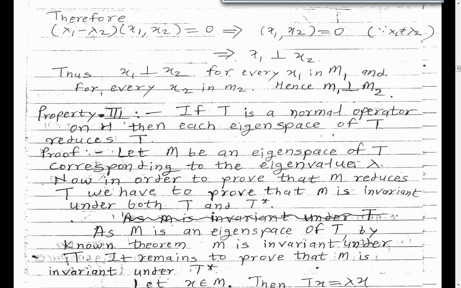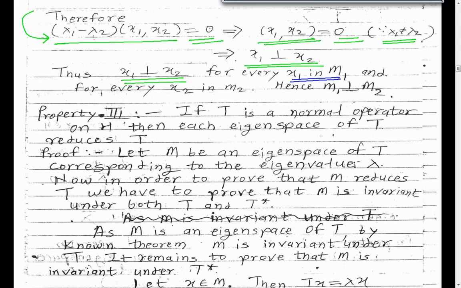Hence we have lambda 1 minus lambda 2 times the inner product of x1 and x2 is equal to 0, which implies that the inner product of x1 and x2 is equal to 0, since lambda 1 is not equal to lambda 2, and this implies x1 is orthogonal to x2. This is simply obtained from the previous relation which we have proved. So the previous relation was lambda 1 inner product of x1 and x2 equals lambda 2 inner product of x1 and x2. Thus x1 is orthogonal to x2 for every x1 in M1 and every x2 in M2. Hence we have the property that M1 is orthogonal to M2.